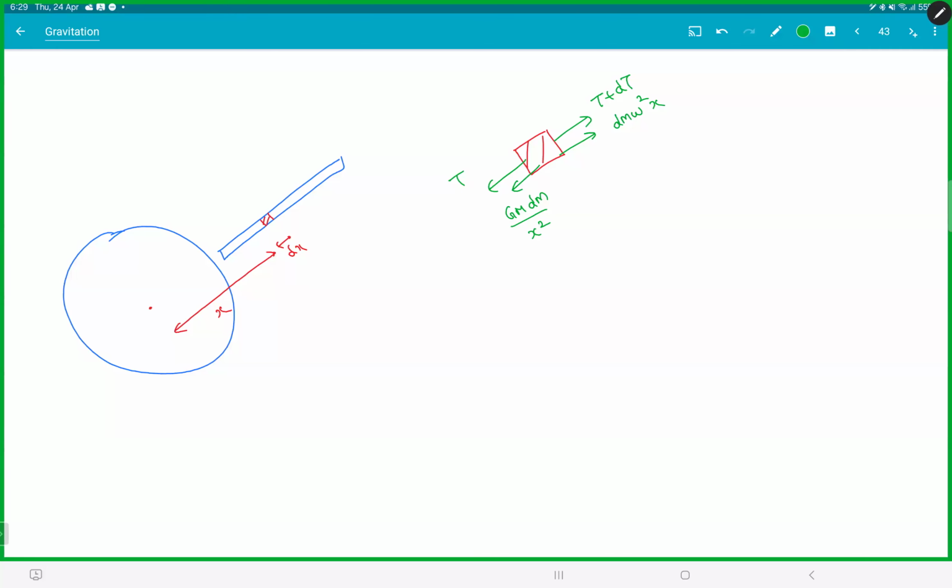So when you take that small piece, there are 2 connections, right? The upside and downside. So both the tensions are pulling. So the tension increased slightly because of the small dx. So from here we will get dT will be GM dm by x square minus dm omega square x. So this is the change in tension in the rod for a distance of dx. So dT is the change in tension for dx length.